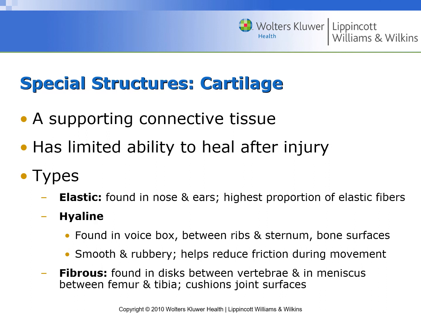and ears and has the highest proportion of elastic fibers; hyaline, found in the voice box, between the ribs and the sternum, and on the bone surfaces, is a rubbery, smooth tissue, and it helps to reduce the friction during movement; and fibrous. This is found in the disc between the vertebrae, also in the meniscus between the femur and the tibia. This cushions the joint surfaces.